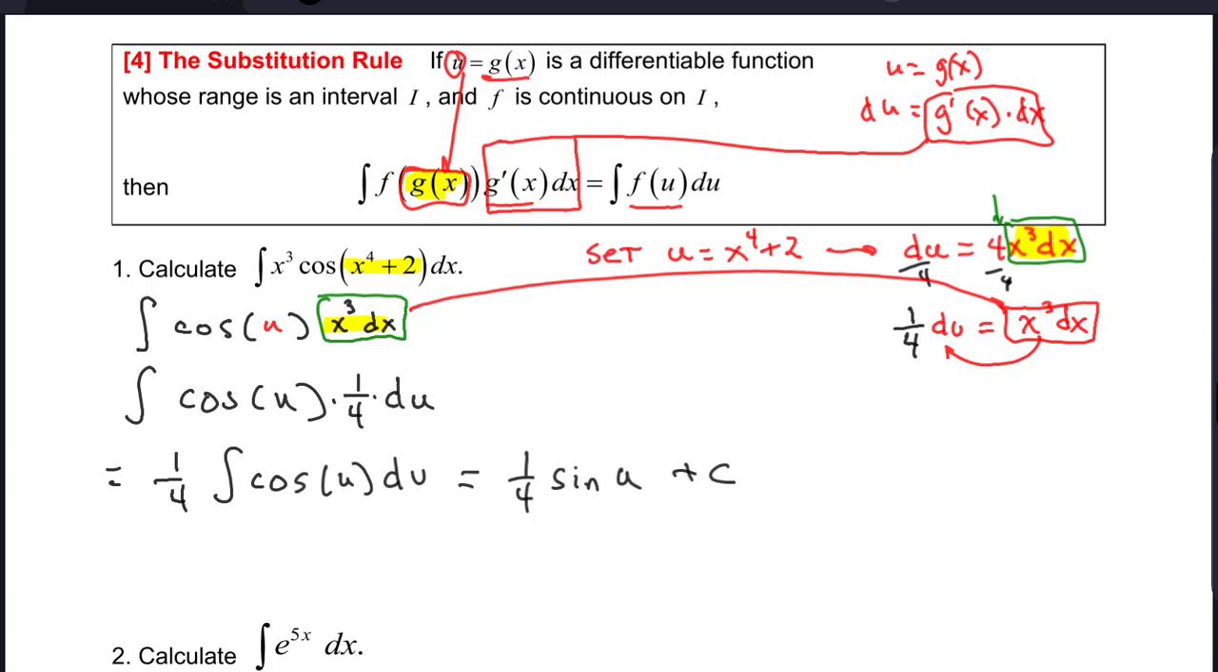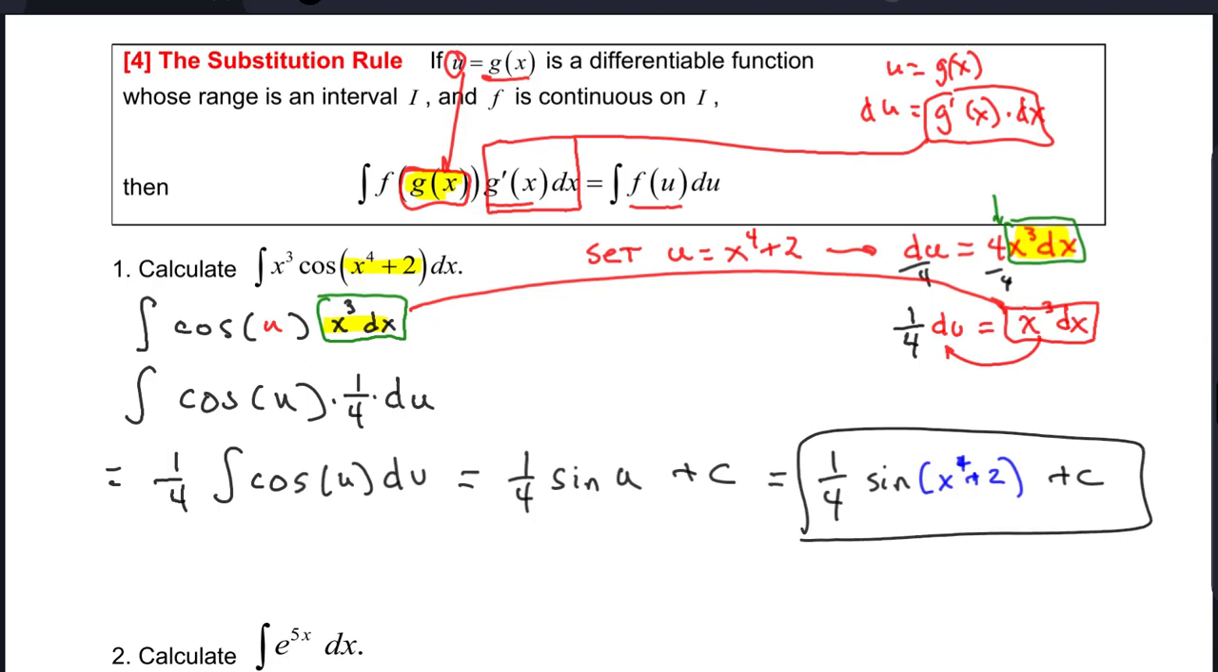Now we have just one little cleanup thing here to deal with. It's not an x function answer, and the original problem was an x function. So let's put it back into a function of x. 1/4 sine of u. I'm going to take the u out and put in my x, which is x to the 4th power plus 2, plus c. There's the integral. We just found the indefinite integral of a very hard function.